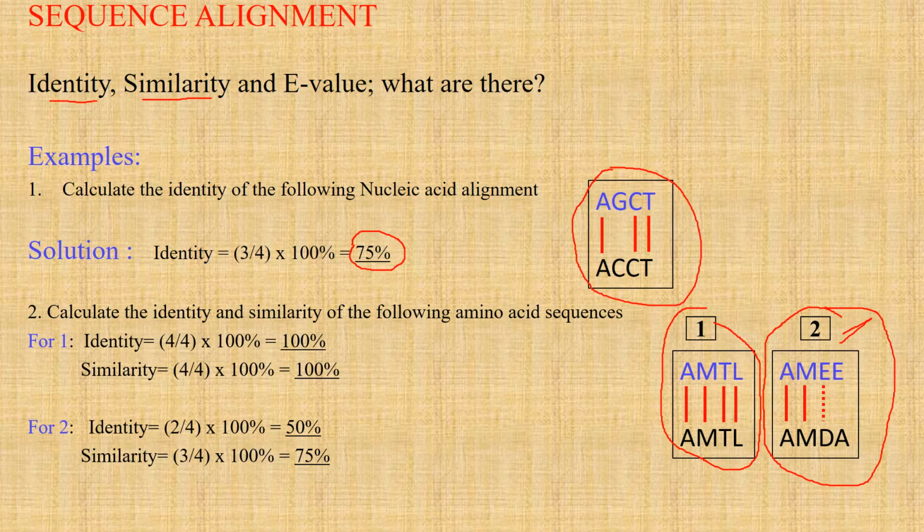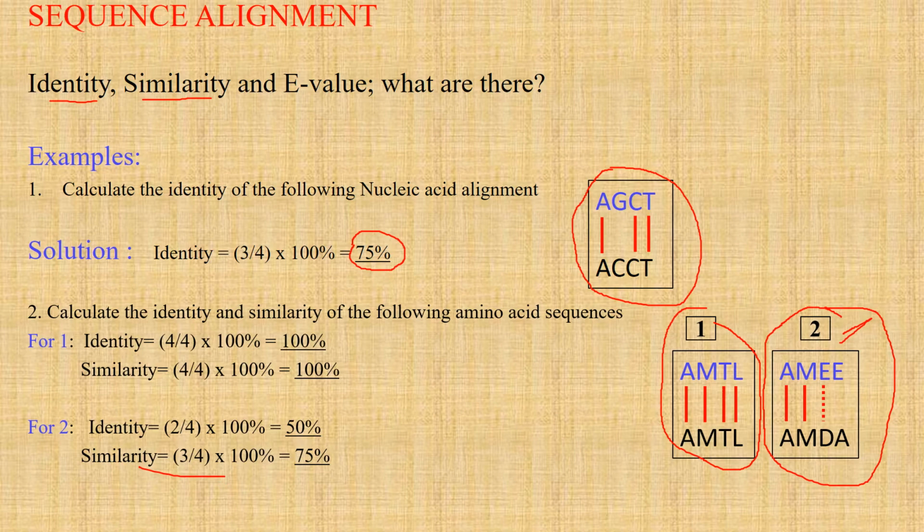Now, for similarity, A is similar to A, M is similar to M, E is not identical to D, but E is similar to D. Glutamic acid is similar to aspartic acid, because if you replace glutamic acid with aspartic acid in a chain, the function of that protein will not change that much. The reason is that glutamic acid and aspartic acid have polar side chains, and they also have carboxyl side chains.